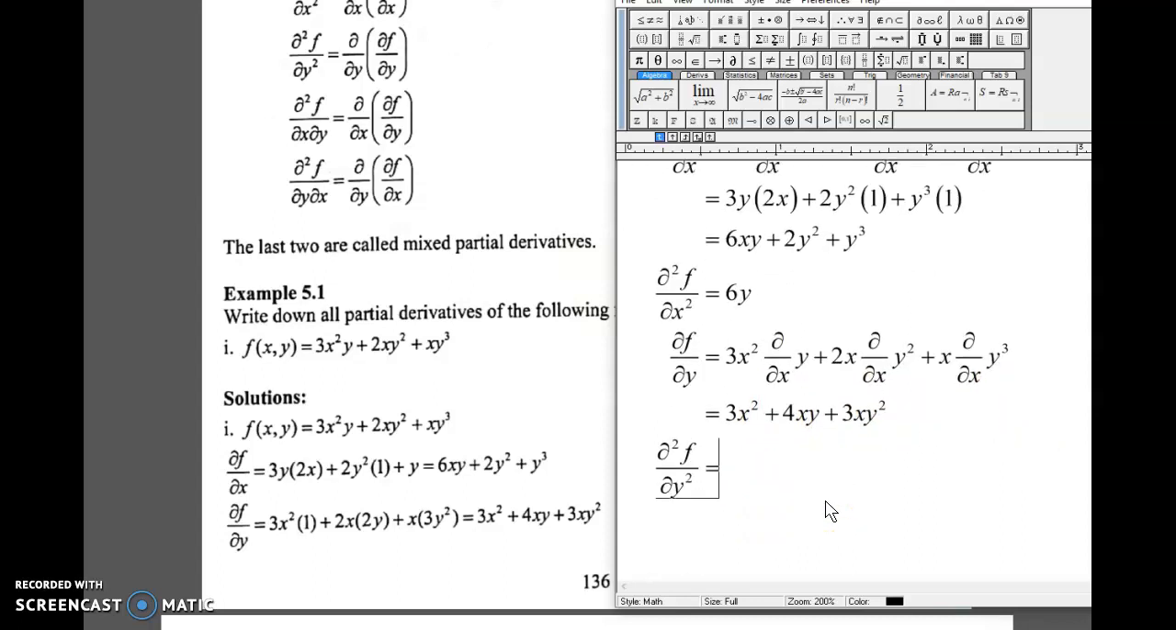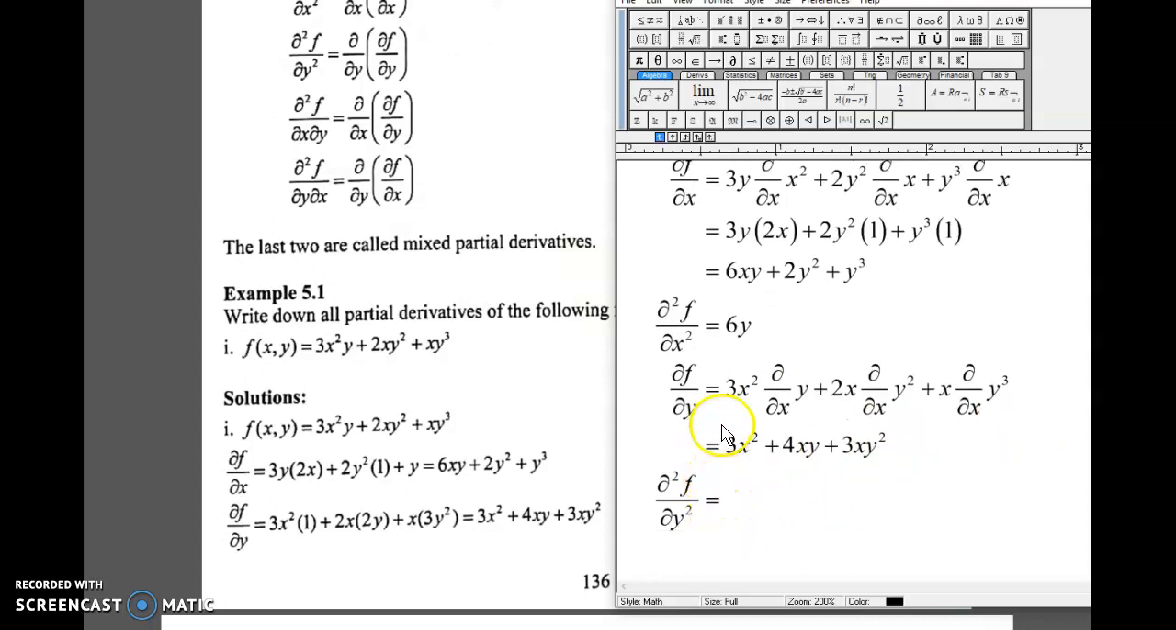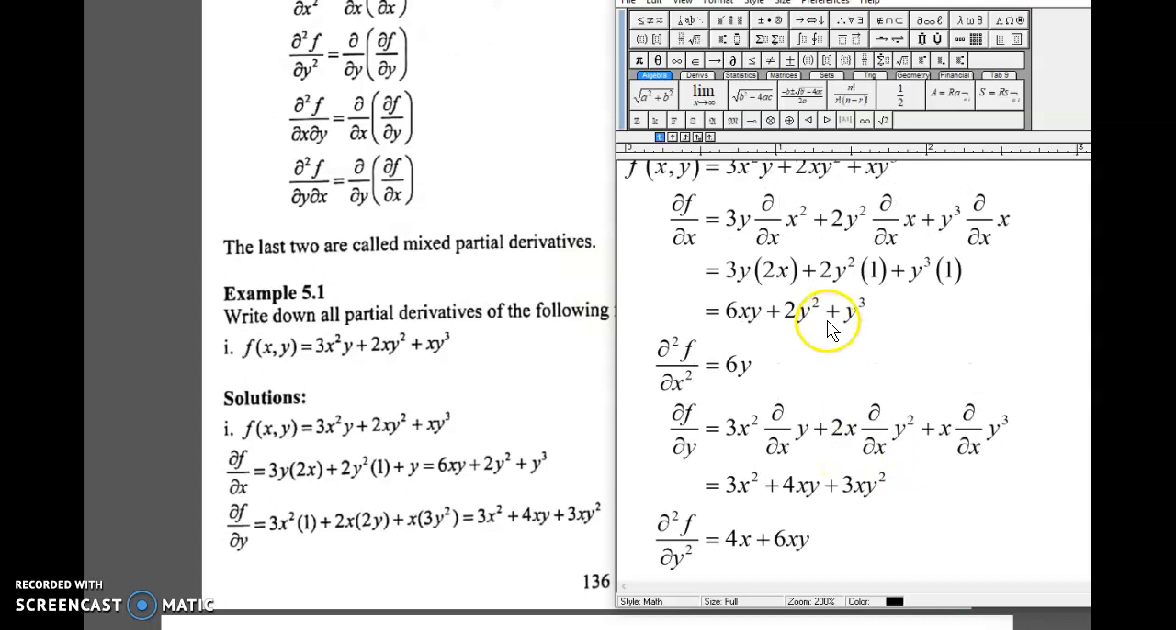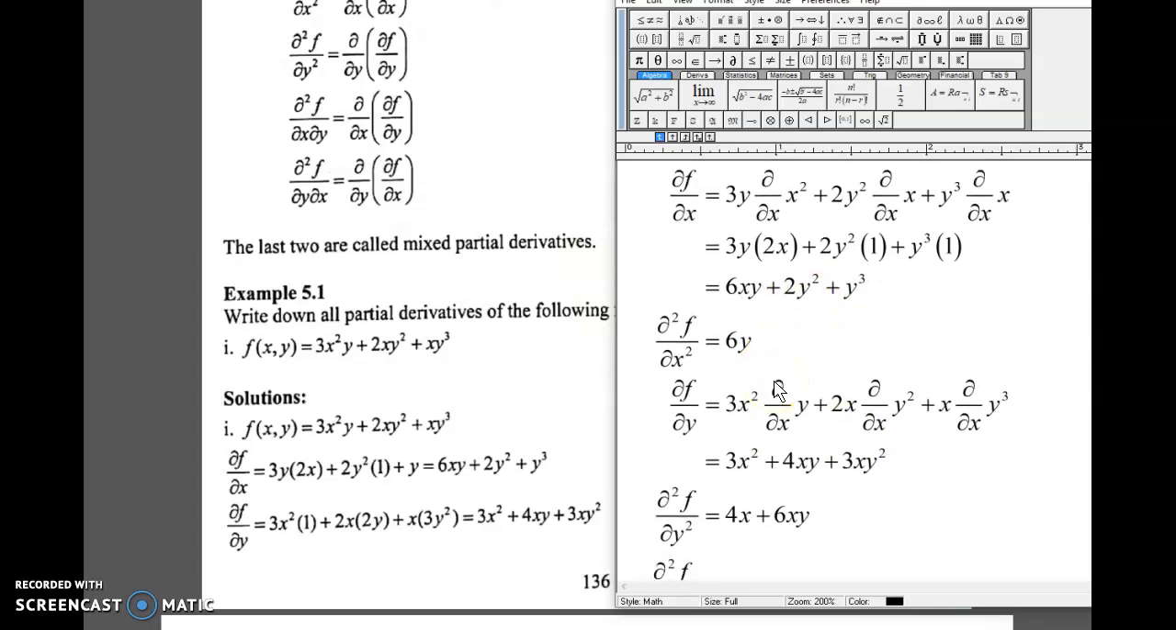Now let's look at the second derivative of y. So we should refer to this one. For this one there is no y here, so we consider it non-existent. We only look at those with y. So you will get 4x plus 6xy. That is for the first and second derivative of x and y.